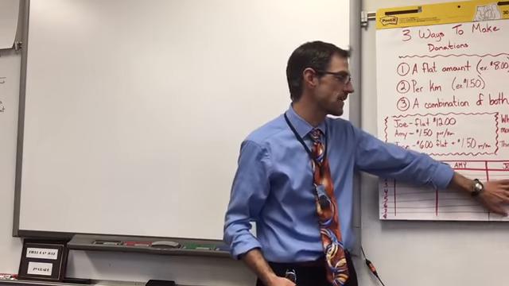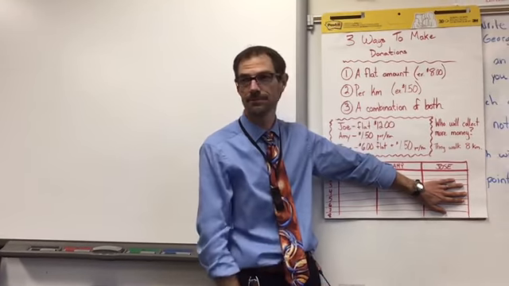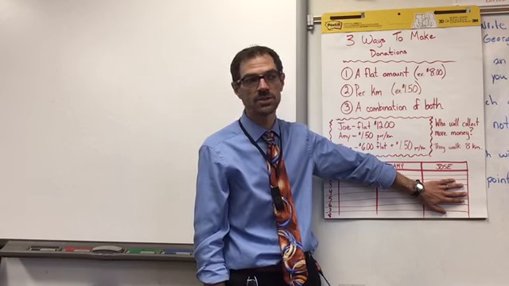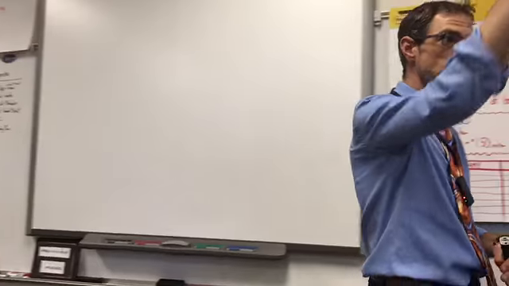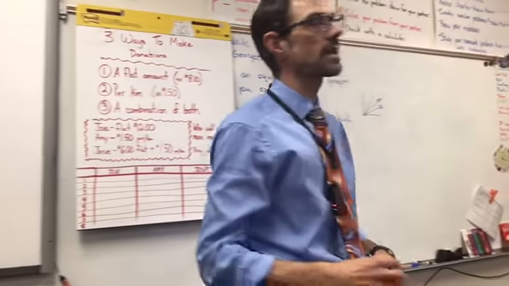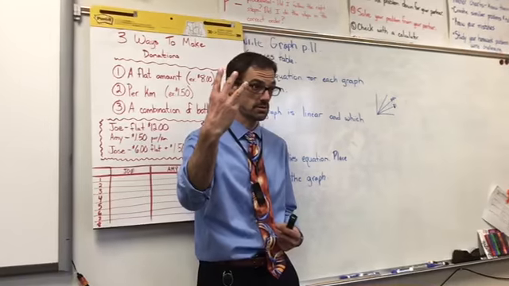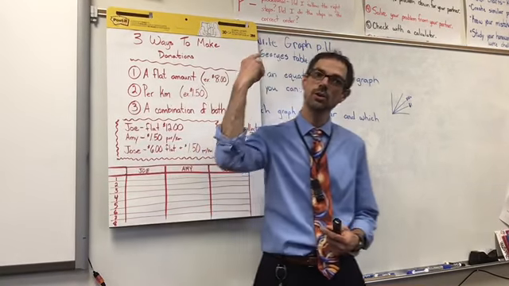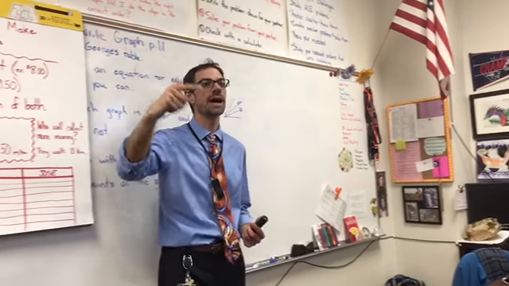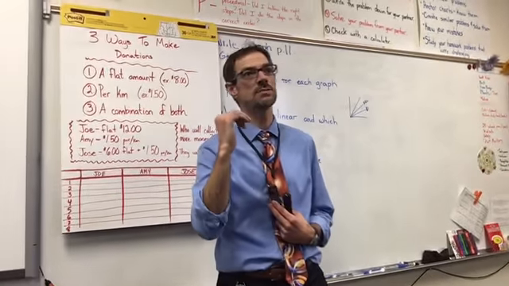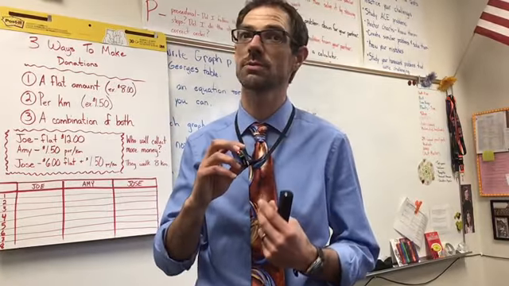Your job is to fill in the table on your paper. You need to then graph those donation amounts and then write an equation. So you have 3 jobs. Fill in the table, graph them, and write an equation for each. We'll come back together in about 15 minutes and talk about your progress and what were some of the stumbling blocks and what we can do to figure it out.